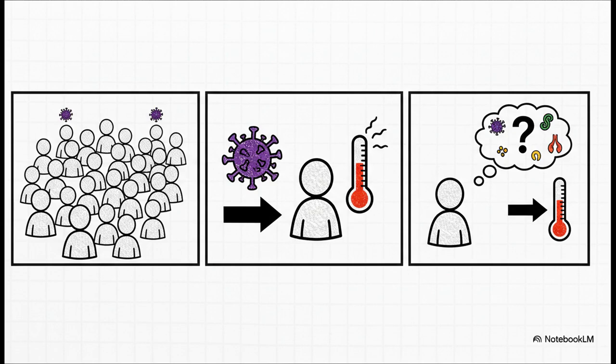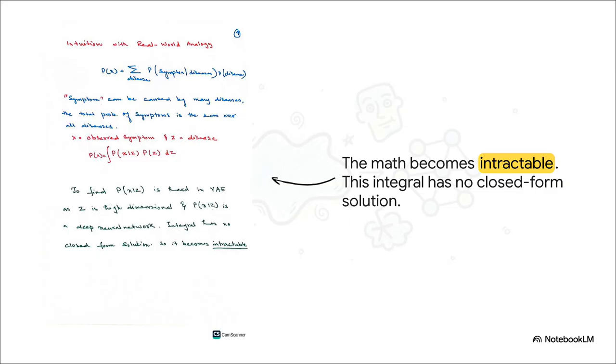But this is where we hit a massive brick wall. The math just breaks down. Because to get our answer, we have to calculate the probability of the symptoms themselves, which means for that fever, we have to consider every single possible disease that could have caused it. In math terms, this means solving something called an integral. And for any kind of complex real-world data, that integral is impossible. You can't solve it. It's what mathematicians call intractable. So, yeah, looks like a dead end.